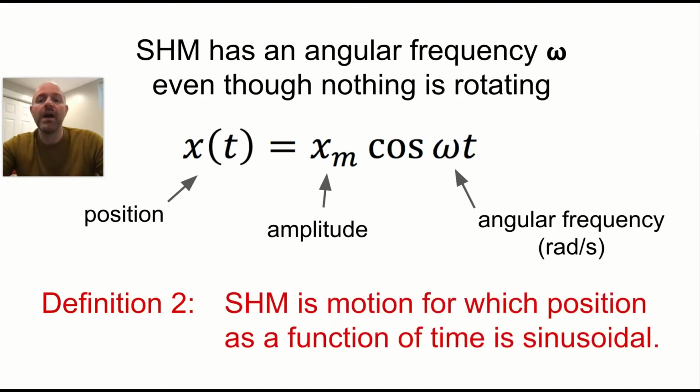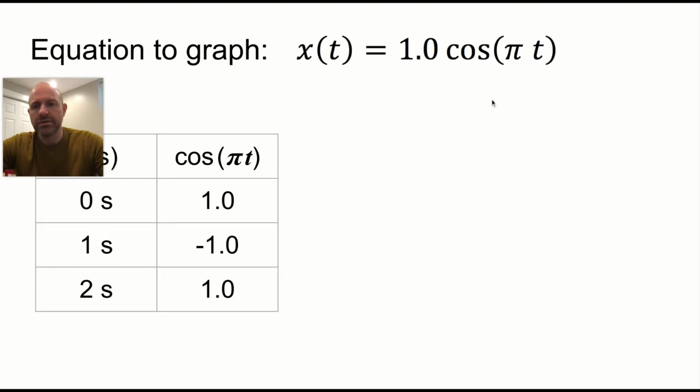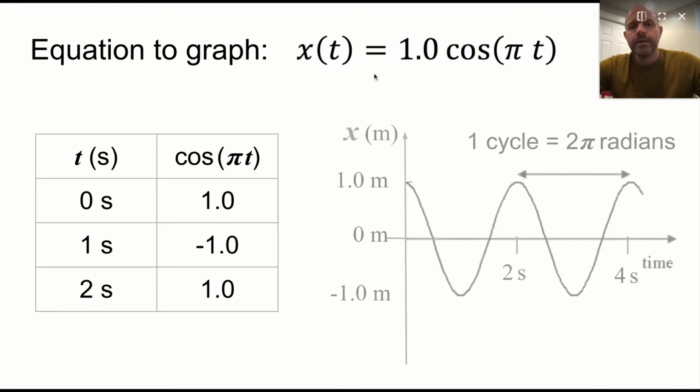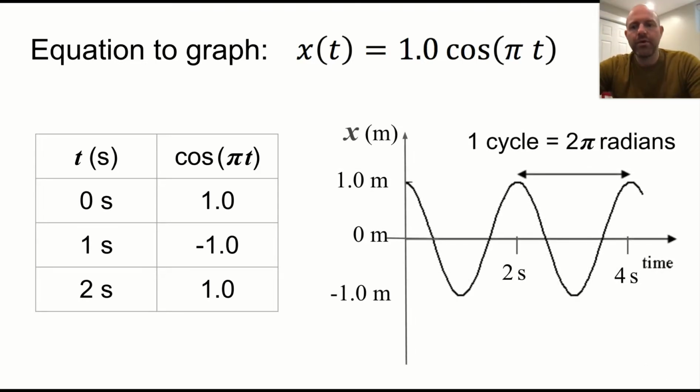So there's another way to define simple harmonic motion, which is that it's motion where you can basically graph its position as a function of time as a sinusoid, right? If it looks like a sine or cosine graph in its motion along an axis, then that is simple harmonic motion. So for example, if you look at different points in time at 0, 1, and 2 seconds for this angular frequency pi graph here with a max amplitude of 1, we go from 1 to -1 and back and forth and back and forth over the full cycle.